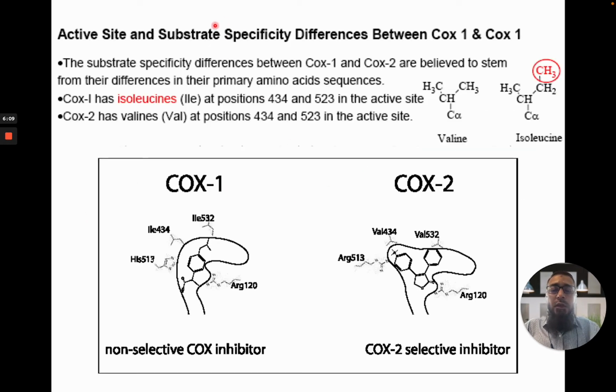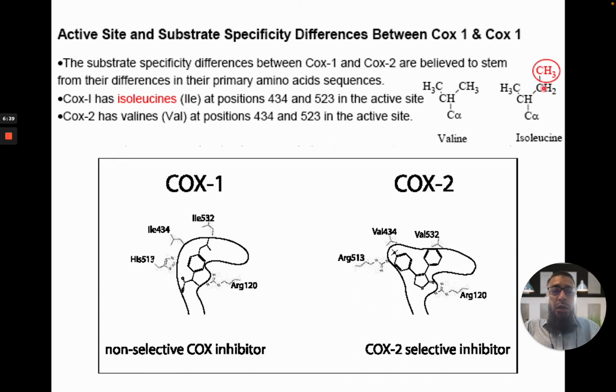What is the difference between COX-1 and COX-2? COX-1 has isoleucine at positions 434 and 532. You can see this isoleucine in COX-1, and in COX-2 there is a valine. This is the only difference between COX-1 and COX-2.